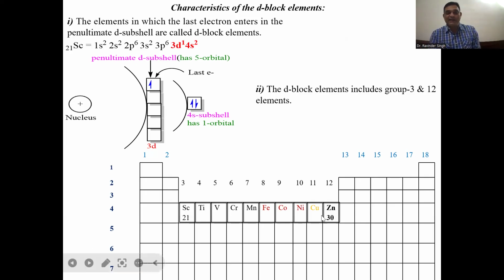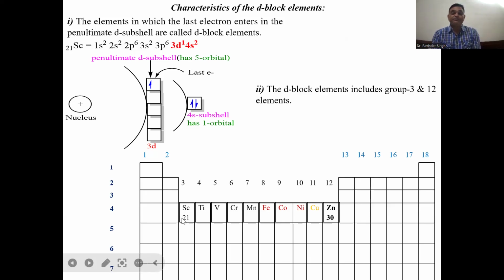So that is the way you can learn the first series of d block elements, which ranges from scandium, atomic number 21, to zinc, atomic number 30. These elements are: first scandium, second titanium, third vanadium. Scandium 21, titanium 22, vanadium 23, chromium 24, manganese 25, iron 26, cobalt 27, nickel 28, copper 29, and last in that series, zinc, atomic number 30.